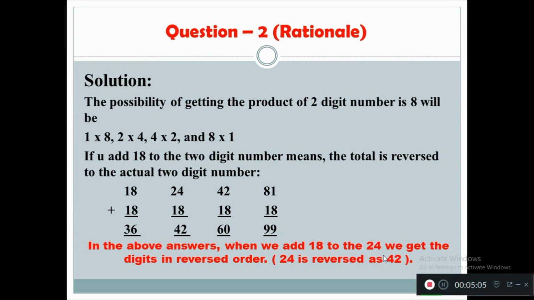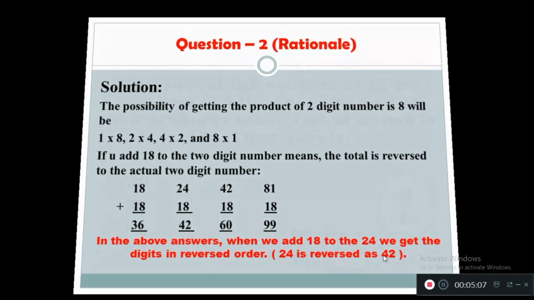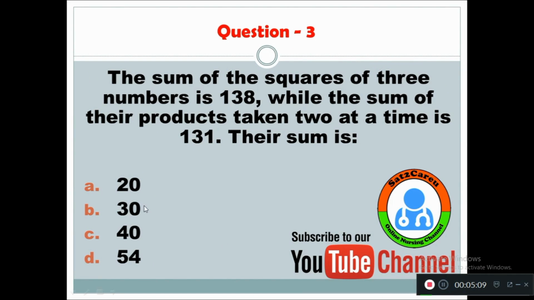Now we will see question number 3. The sum of the squares of three numbers is 138, while the sum of their products taken two at a time is 131. Their sum is what? We have the options A 20, B 30, C 40, D 54. Let's see the answer. Answer is 20.